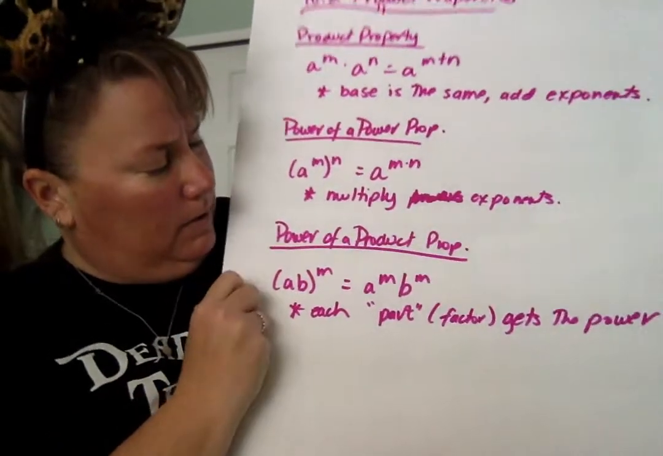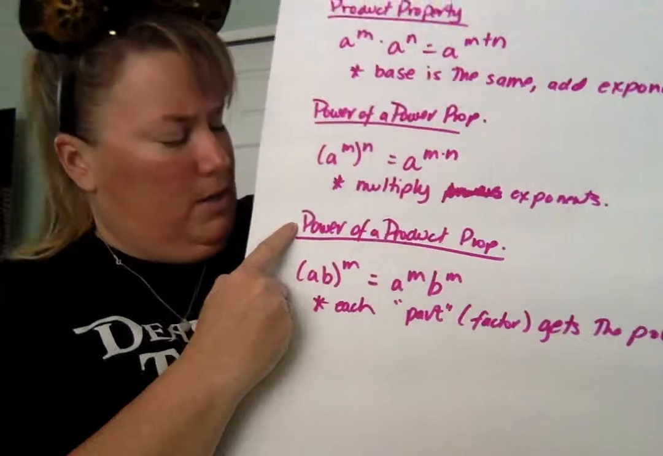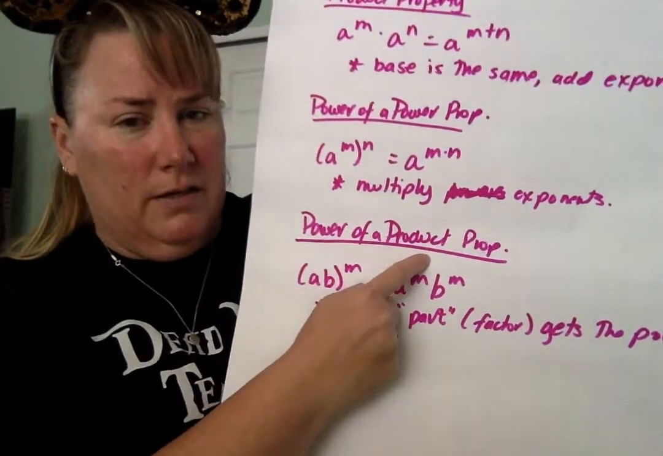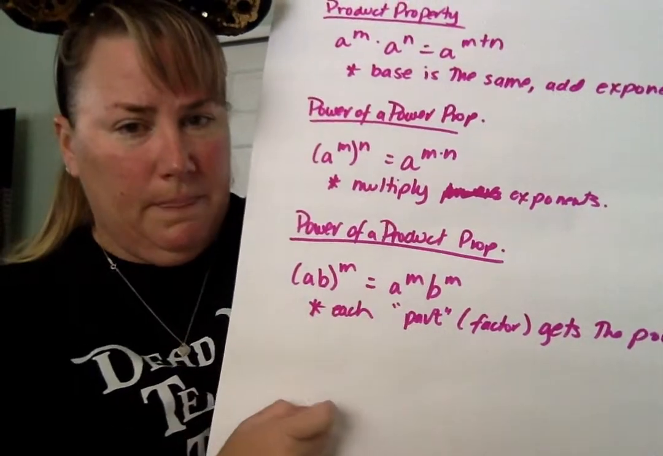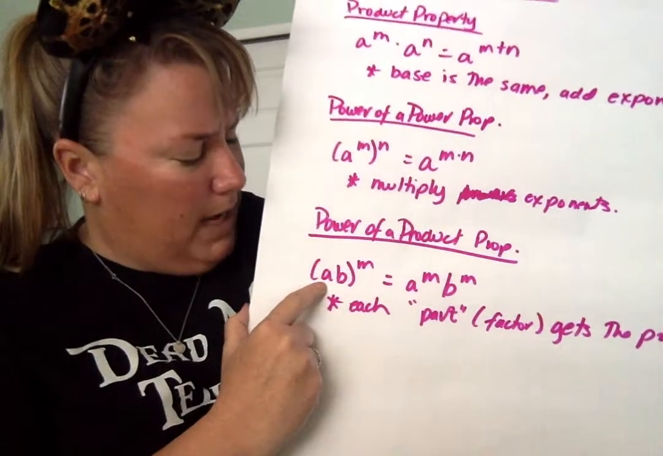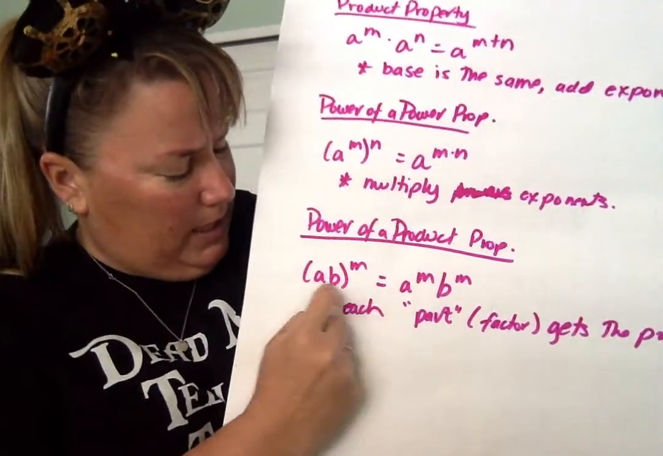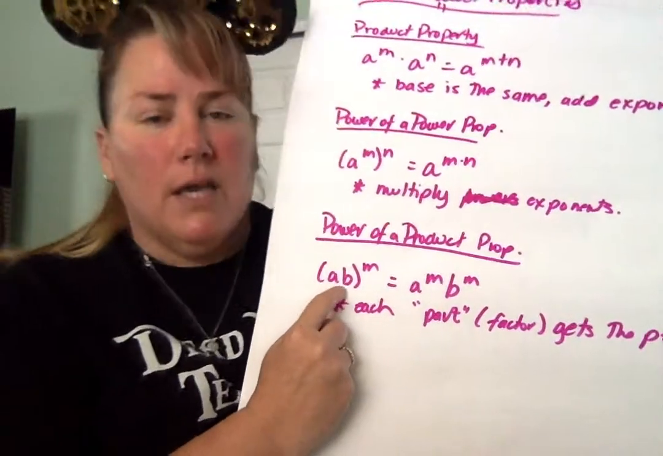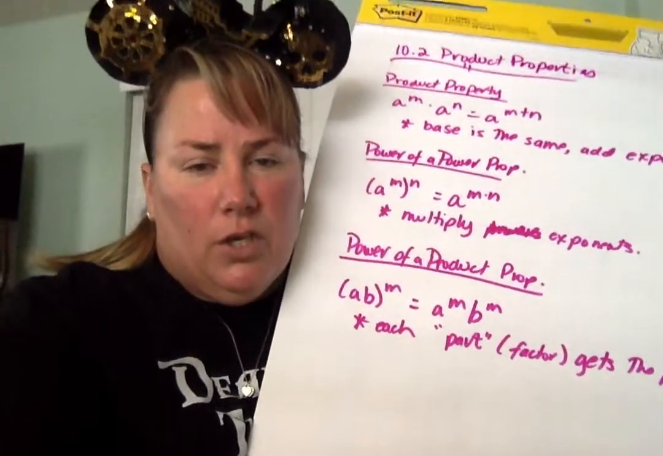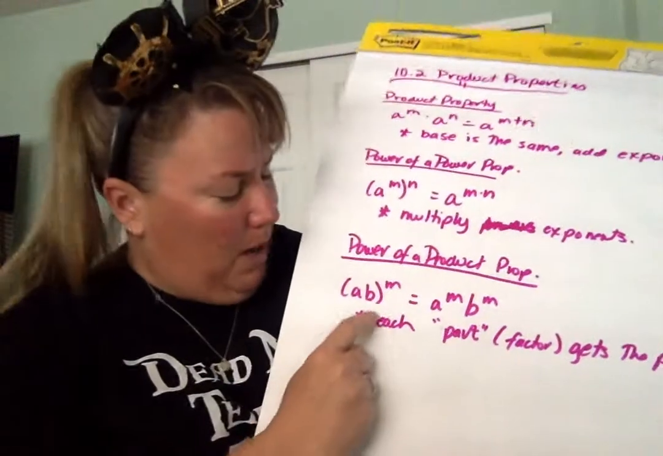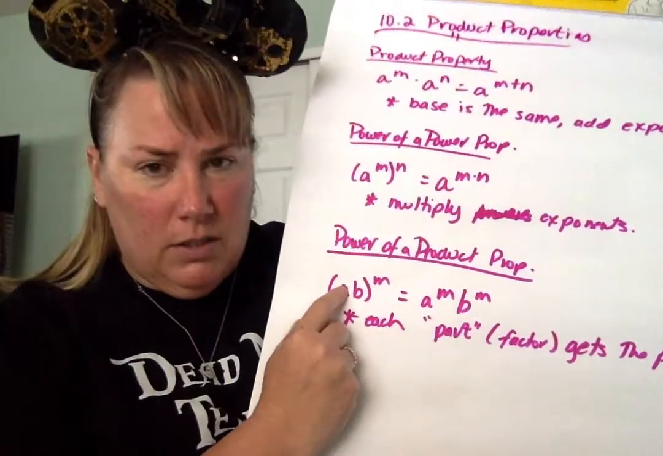The next one, power of a product. So you're going to have something being raised when something is being multiplied. So in here you have the quantity AB to the mth power. And what that means is you're going to take each part, I call it a part, but it's actually a factor. You're going to raise each one of those to the same power. So each part gets that power.